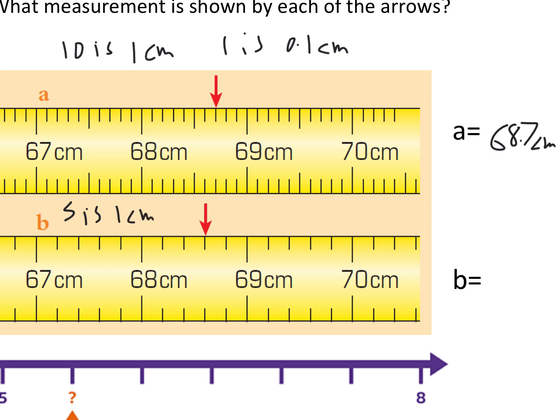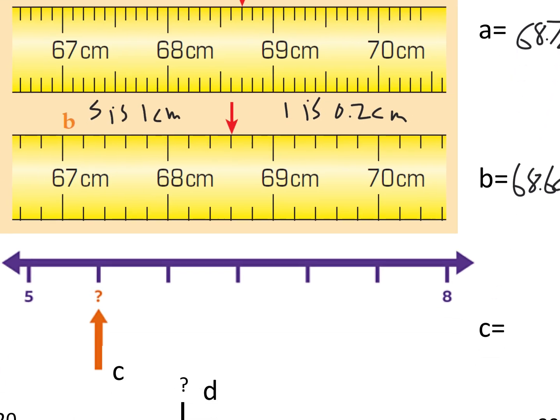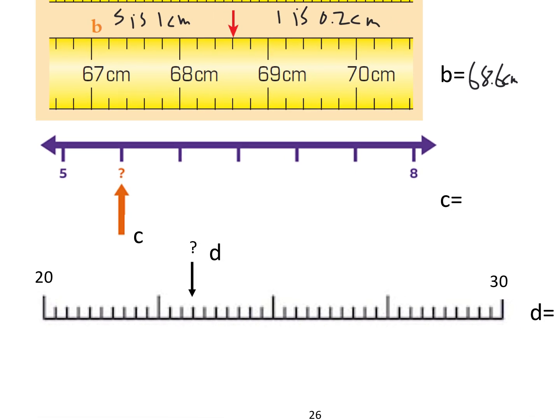So if you divide a centimeter by 5, that means that one of the notches would be 0.2 centimeters. So we've got 68.2, 68.4, 68.6. Okay, next one, we've got 5 and 8.